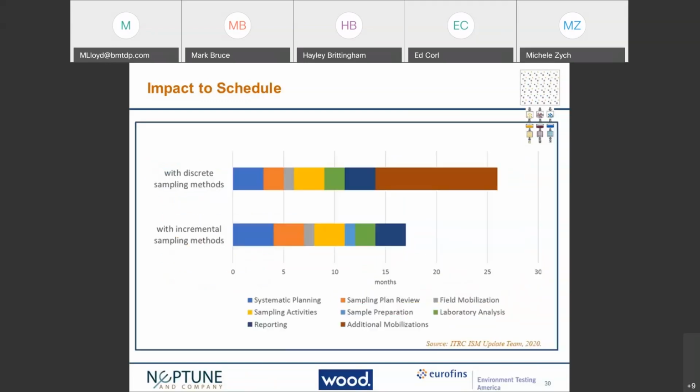But first, I wanted to talk about impact to schedule. Probably one of the biggest savings that you can get with incremental sampling is that the sampling can be more complete. You're going to cover a larger area, and it's going to eliminate the need to go back and collect additional samples or do a data gap assessment. And so while it may take a little longer in the field to get that original data set, you're going to eliminate the second and third mobilizations that might be required with more of a discrete sample method.